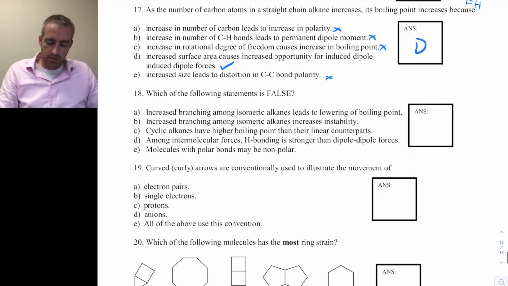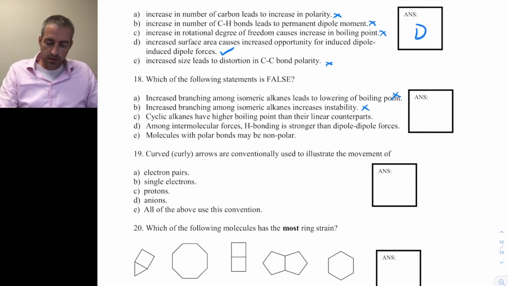Which is false. Increased branching among isomeric alkanes leads to lowering of boiling point. That is true. B, increased branching among isomeric increases instability. No. Branching causes it to be more stable. Cyclic alkanes have higher boiling points than their linear counterparts. That is true. So this is saying which one is false. So I must have jumped too quick on that.